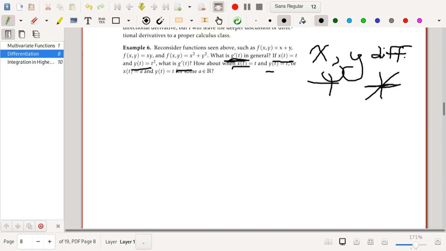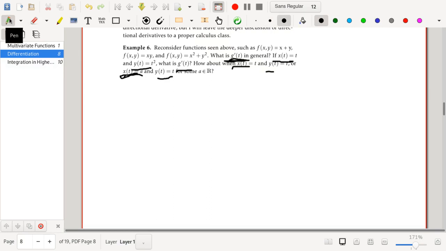Or when x of t equals a, which is a fixed number, and y of t equals t, that corresponds to a path where you've fixed the x coordinate and you're just going to move along a path parallel to the y-axis.